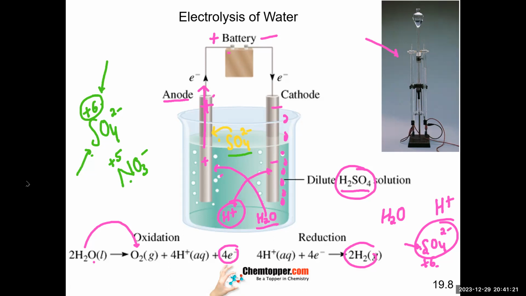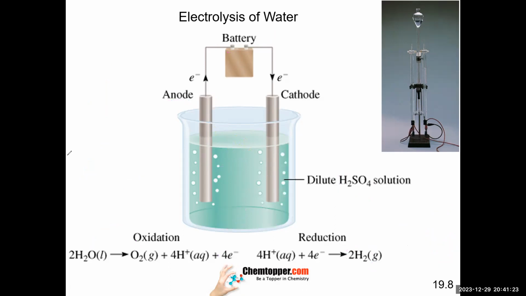Okay, now there is one more question related to this. I'm writing the equation. H2O giving you H2 plus half O2. Balanced equation, right? So this is the setup. You are adding water here. Can you identify which one is anode and which one is cathode?